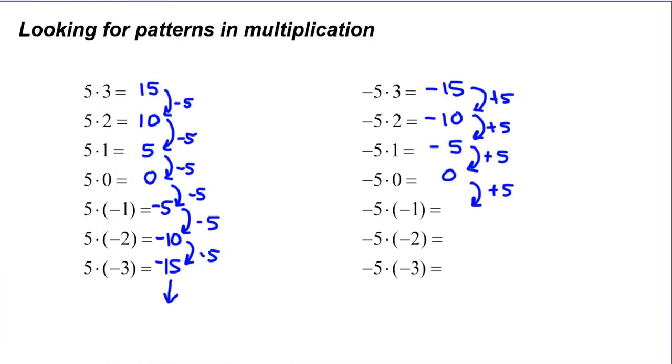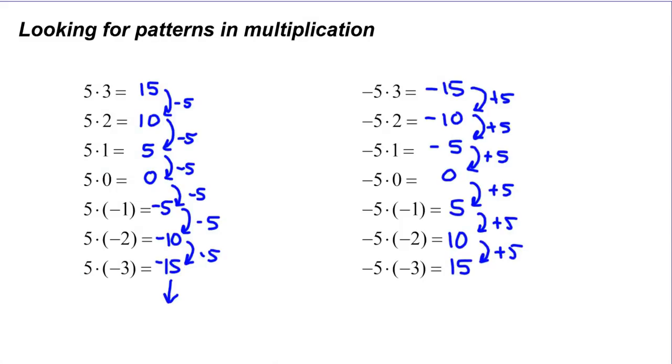Negative 5 times negative 1 should be 0 plus 5, which is positive 5. Now that seems kind of weird, but this pattern shows us that has to be true. Then it's going to increase by 5 again, and negative 5 times negative 2 is going to have to be positive 10, and then it's going to increase by 5 again, and negative 5 times negative 3 is positive 15.